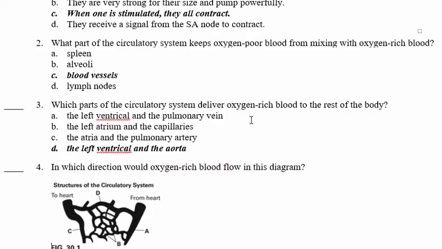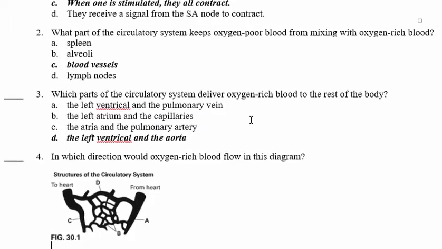Which parts of the circulatory system deliver oxygen-rich blood to the rest of the body? We said that the left ventricle and the aorta are the pump that pumps the blood that is rich in oxygen that just came back from the lungs, purified, and the carbon dioxide was taken away and replaced by oxygen. It gets to the left atrium, and then from the left atrium to the left ventricle, and then the left ventricle contracts and pushes all the oxygen-rich blood into the aorta.